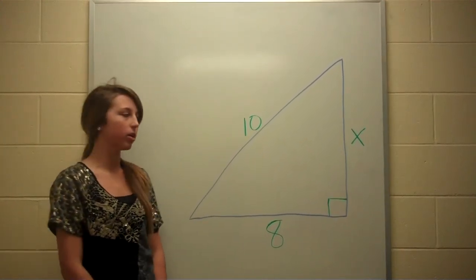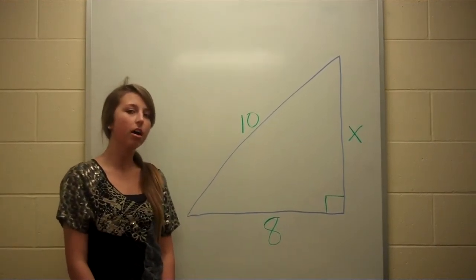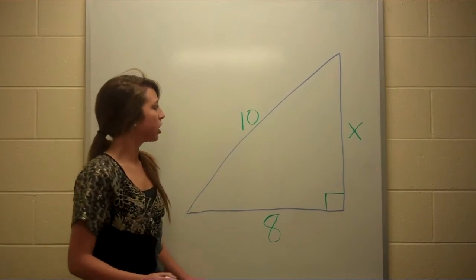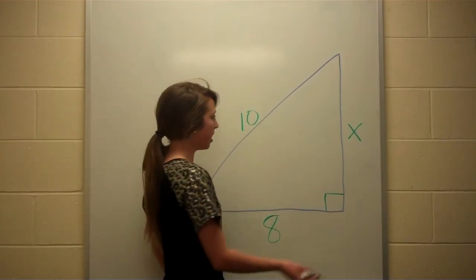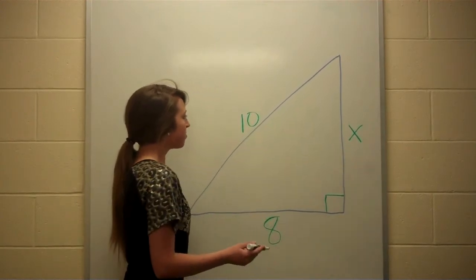Bethany, and today we'll be looking at this right triangle. First, we have to figure out what equation we will be using. We look at our triangle and we see that we have three numbers or letters.